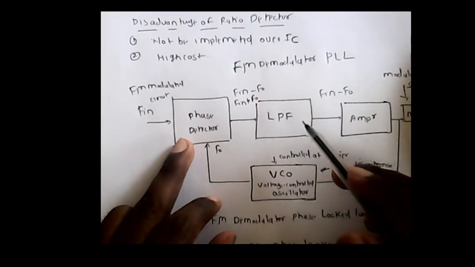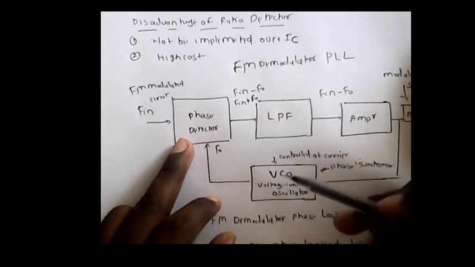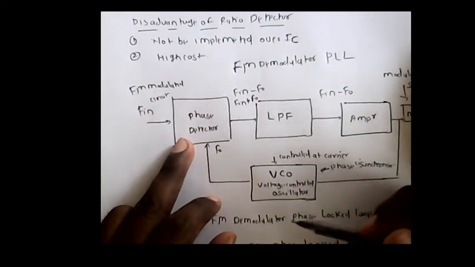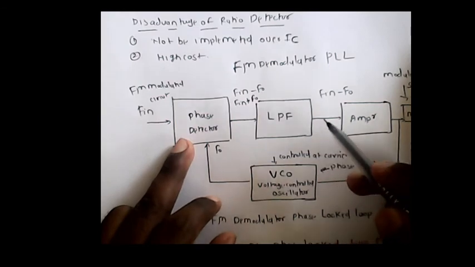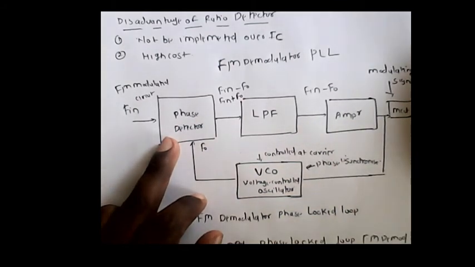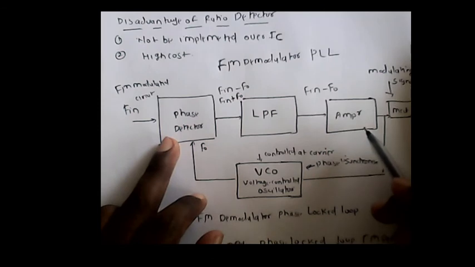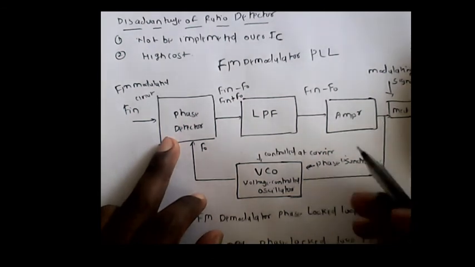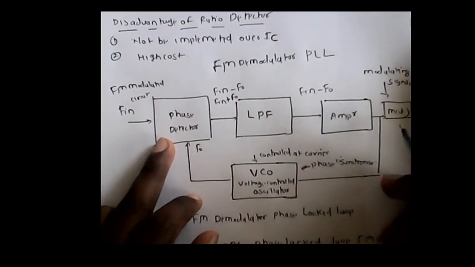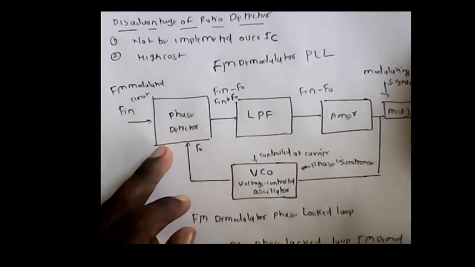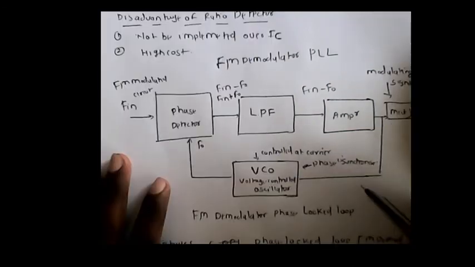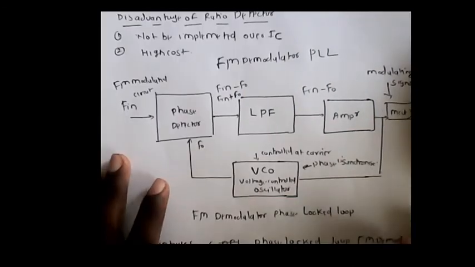So the phase detector generates two different frequencies, the sum and the difference. The low pass filter passes the lower frequency, which contains the maximum information, Fin minus F0, and this is given to the amplifier. The amplifier amplifies the signal and gives the demodulated or modulating signal m of t. What is the purpose of the voltage controlled oscillator? It controls the carrier frequency, and the phase is synchronized. These are the two important things.